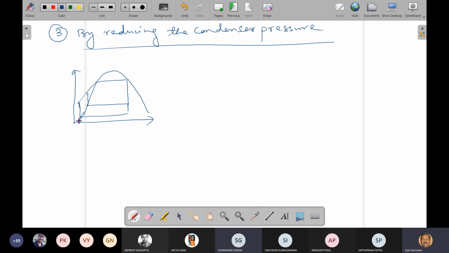Sir, can you once again explain why we are keeping the condenser pressure below atmospheric pressure? Yes, I can explain. Please do this part first, then I shall explain. Okay.